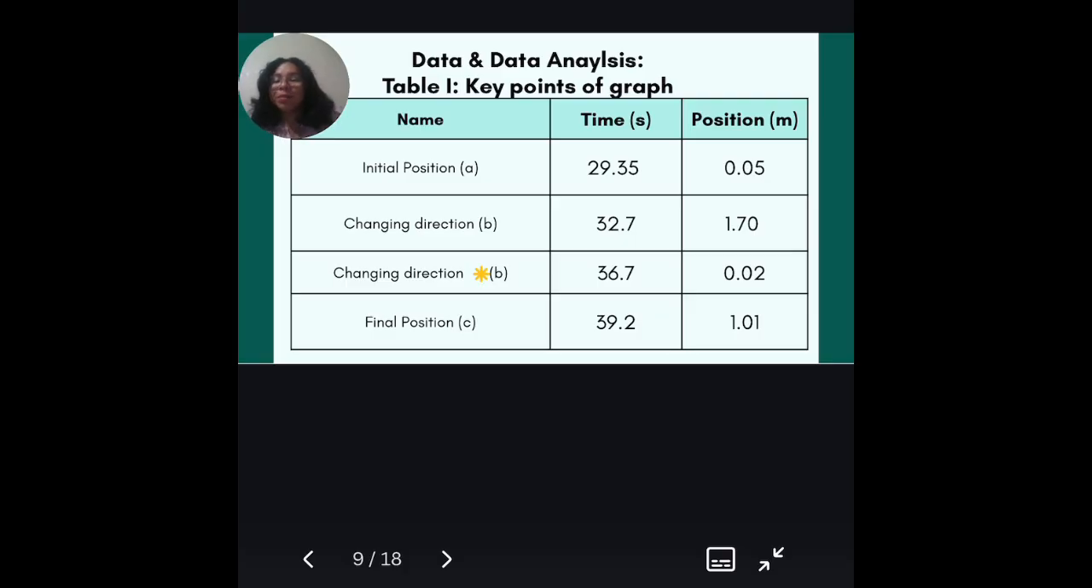So all of that information came from our first slide of the position versus time graph. That position versus time graph, again, we had to use a specific section from our fourth try. So that's why the times do have later times rather than just first second, second second, third second, fourth second.